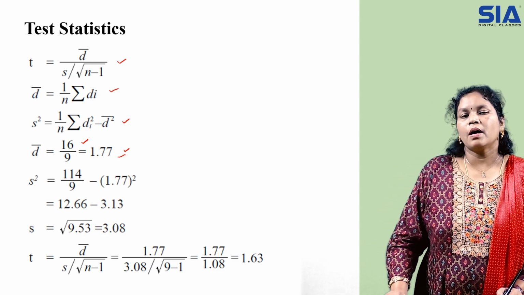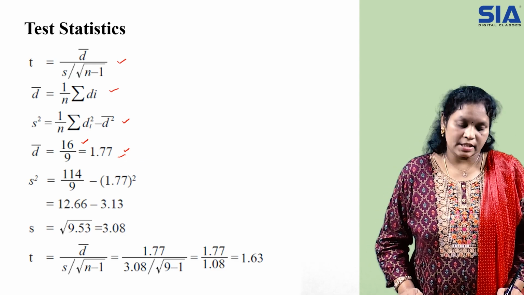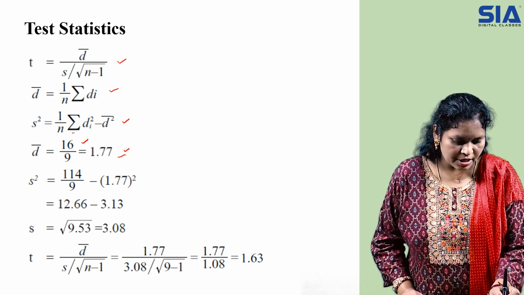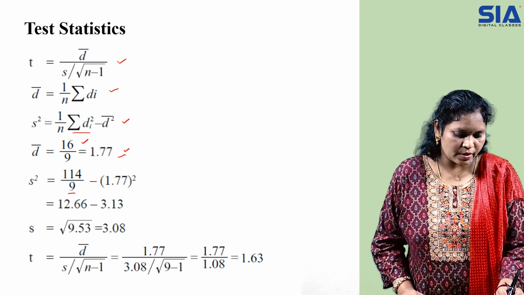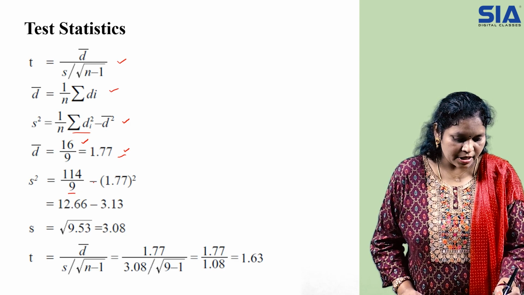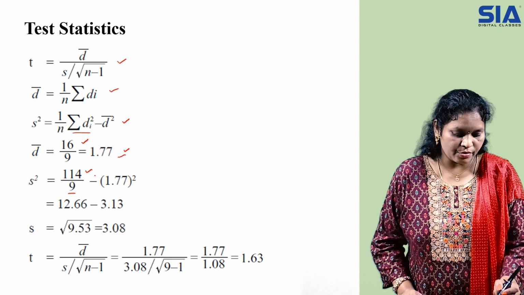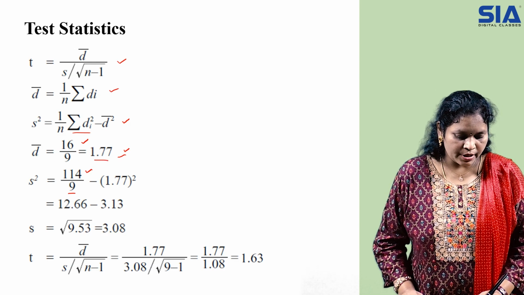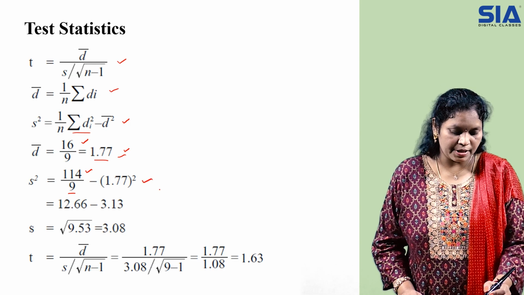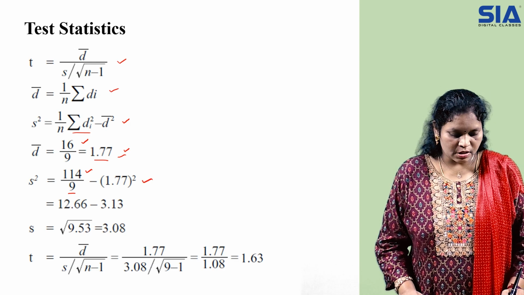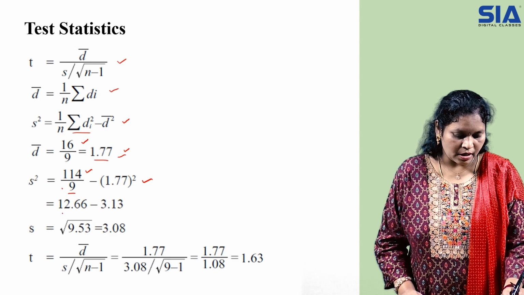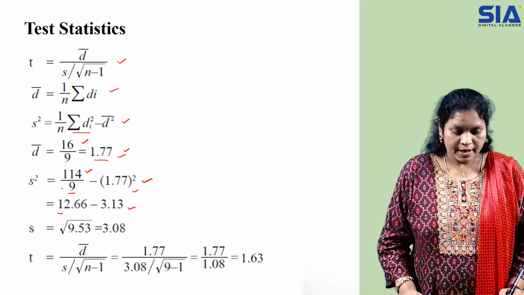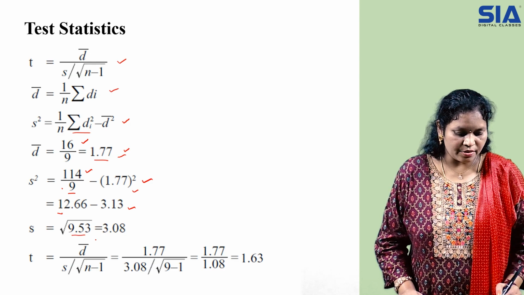Now let us utilize the d bar value and obtain s square also. So s square formula, 1 by n summation di square. So 1 by n is 1 by 9, so divided by 9 I have written. Summation di square we have just done in the table, that is 114. So 114 by 9 minus d bar square, that is 1.77 whole square. So I have substituted here. Now let us go for the calculations part. So divide this value, I have got 12.66, then square the term, I have got this value. Now subtract it, we have got the answer as 9.53.